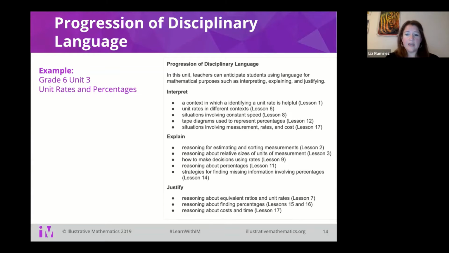The next new exciting addition at the unit level are the new terminology tables for each unit. Here's an example from grade 6 in Unit 3.